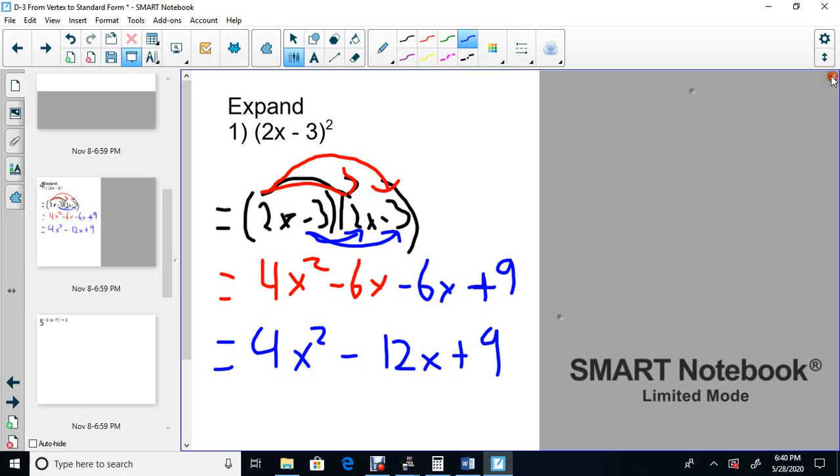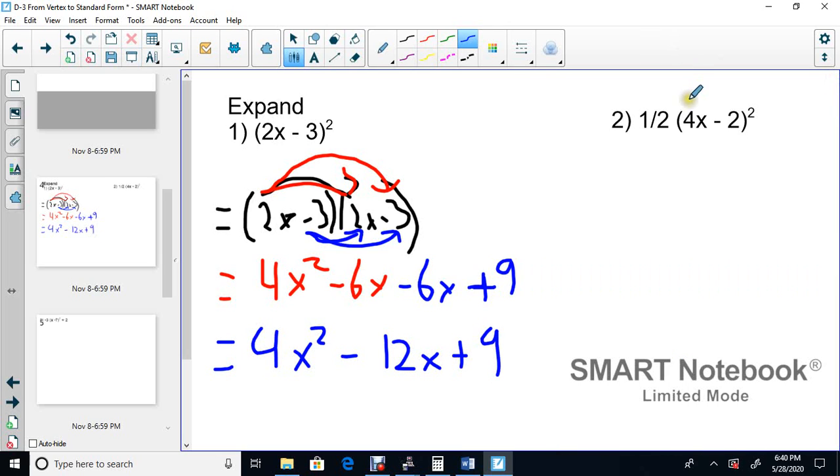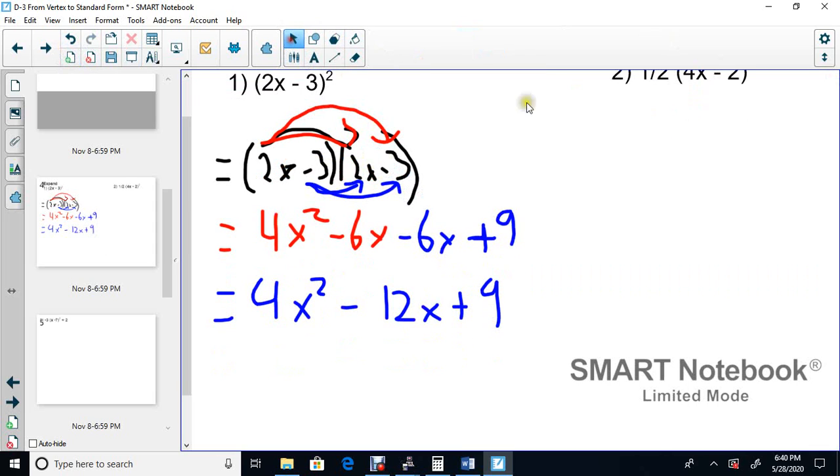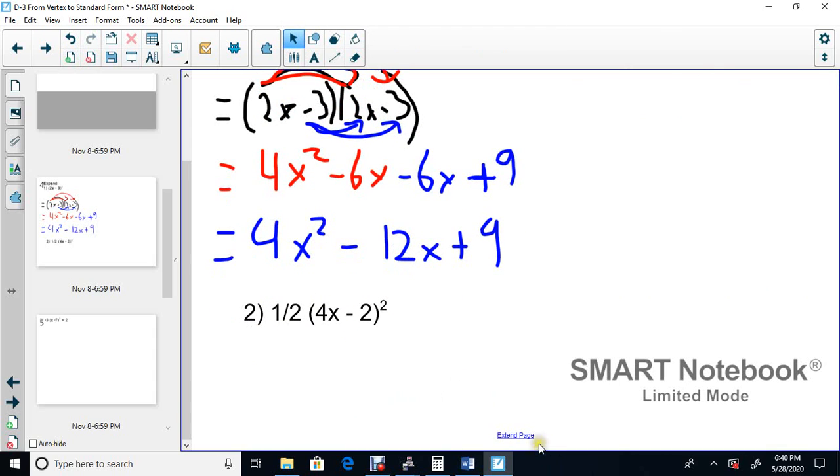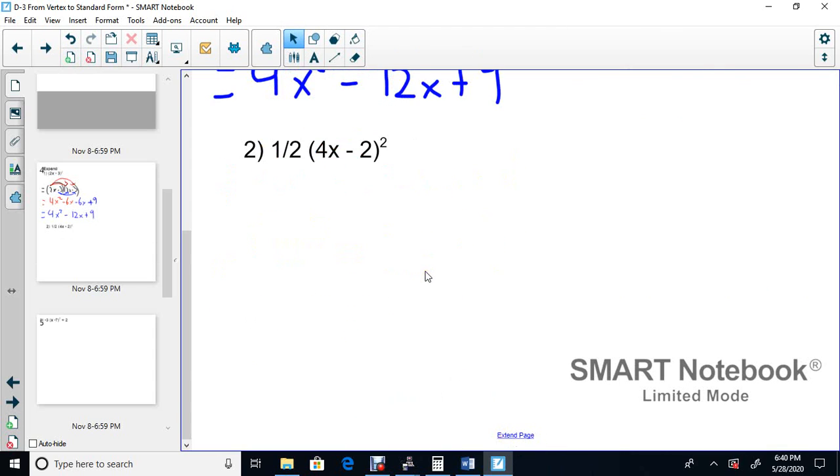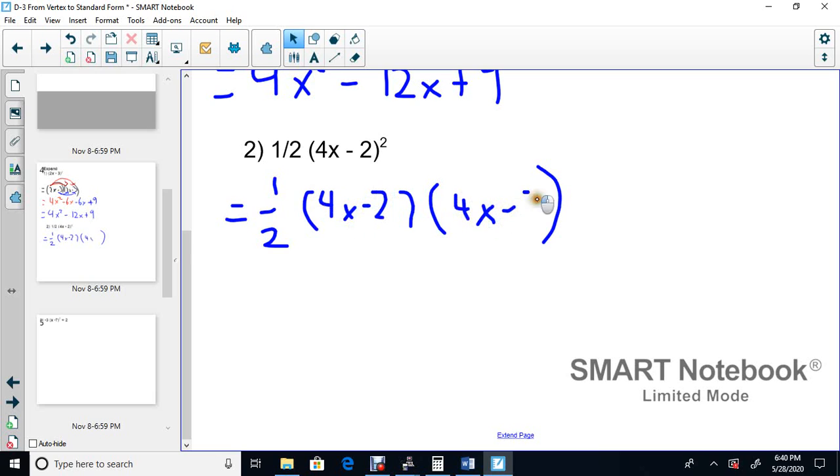Let's try the next one. Oh, the next one has a little half in the front. You know what? I'm going to put it a little bit lower so we can look at it. So I'm going to bring the half down over here. We'll extend the page. So the difference here is you have a half in the front. So we're going to leave the half there. And we're going to write the bracket twice. So we write 4x minus 2, and we write 4x minus 2 twice.